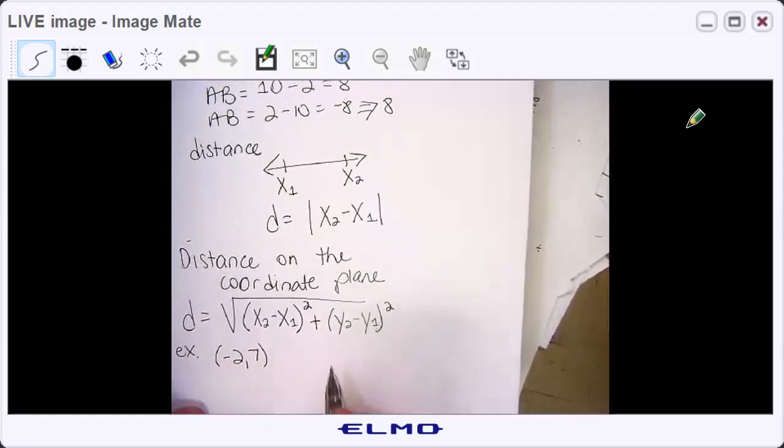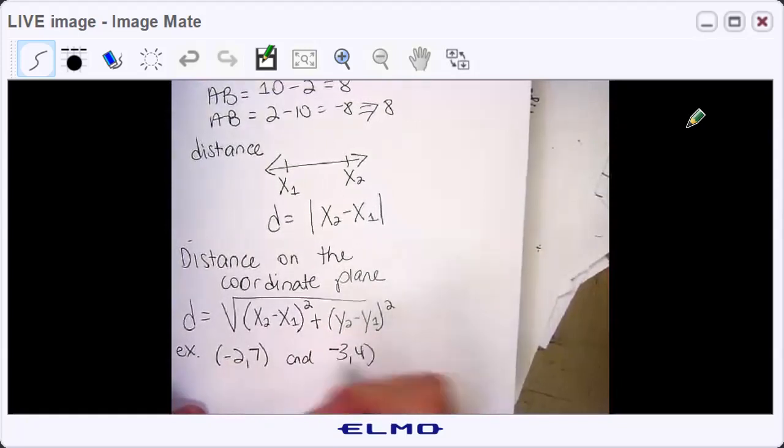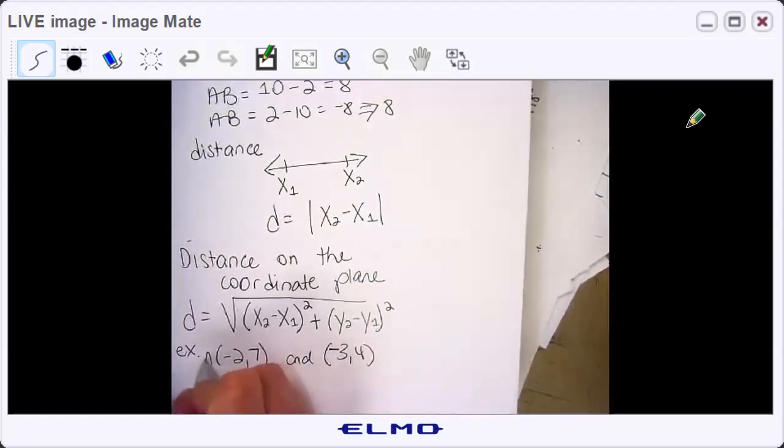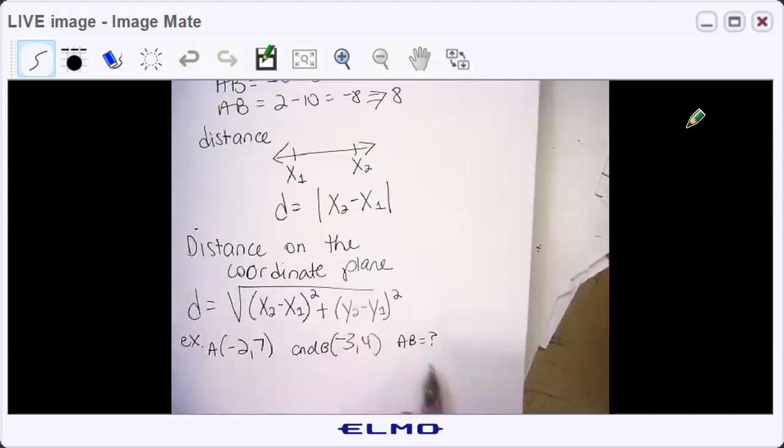Let's take -2 comma 7 and -3 comma 4. And again, I want the distance. So let's call these just AB again. And when you want the distance, it's just going to have the 2 letters. Remember, 2 letters represent a segment, but if they don't put a line over it, that means they want the distance of it, or the length.